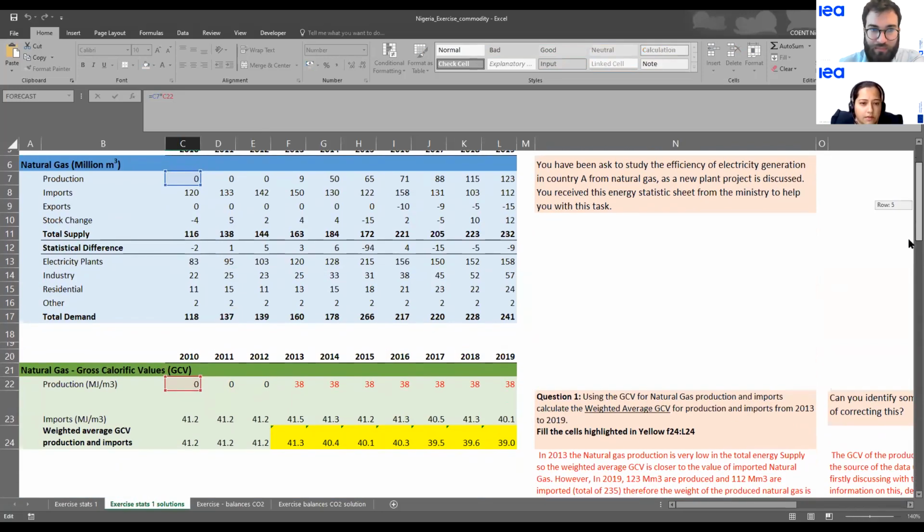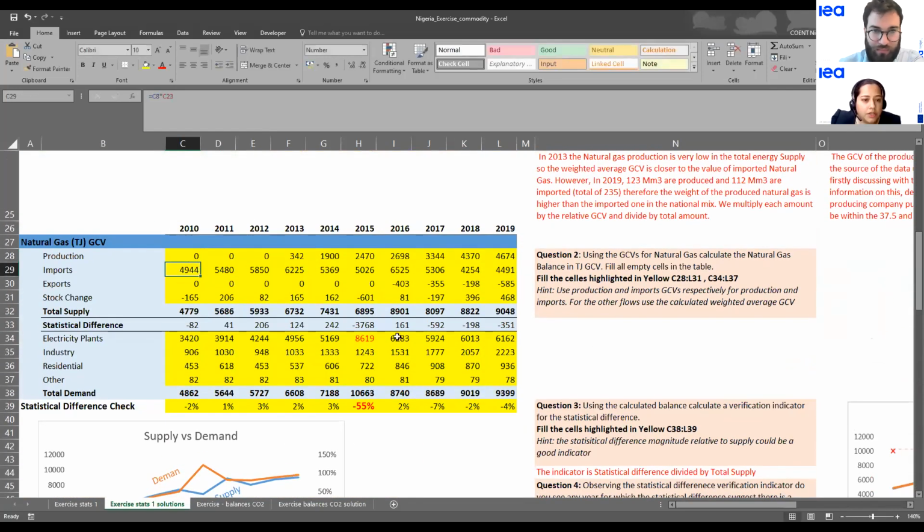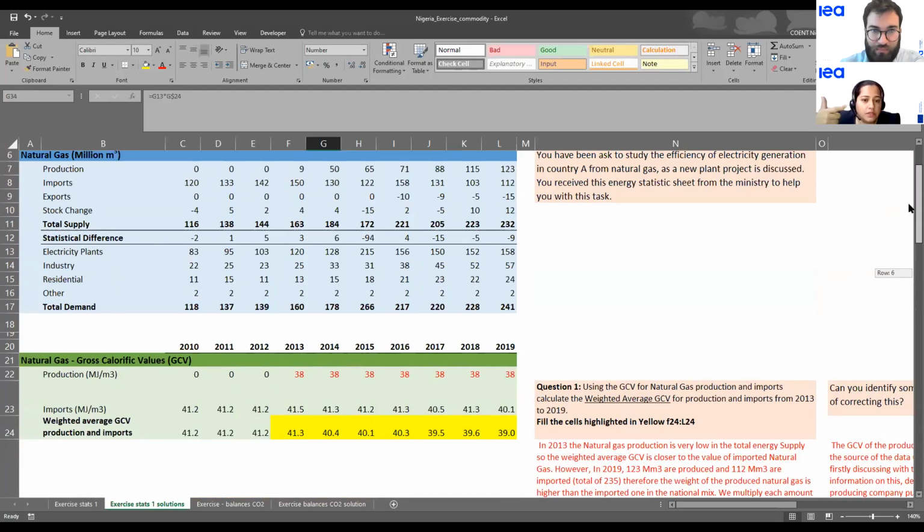So if we go down a bit, for production, we have specific calorific values. You use those calorific values for imports as well. But for the others where you don't have specific calorific values, you use the weighted average calorific value for electricity, for industry and all.